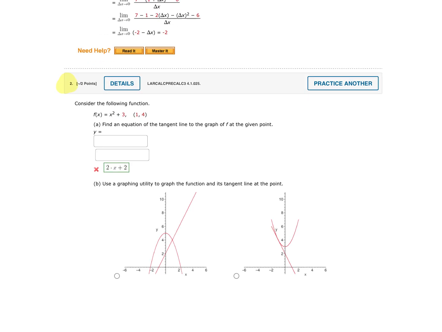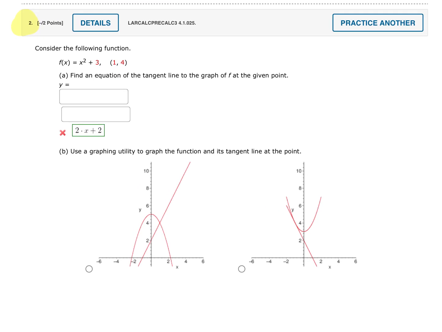So starting with number 2, it says consider the following function. Find the equation of a tangent line to the graph of f at a given point. So a tangent line, we want to take the derivative to find the slope. So we're going to take our derivative of our function. So f prime of x is equal to, what's the derivative of x squared plus 3? 2x. Awesome.